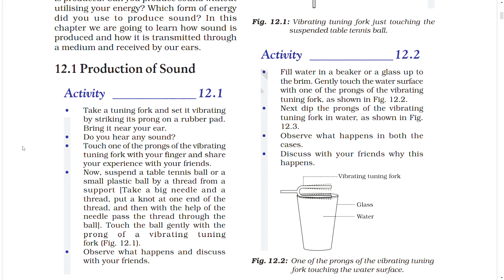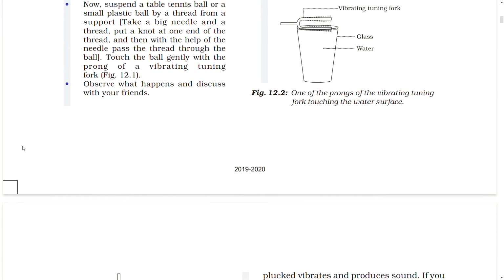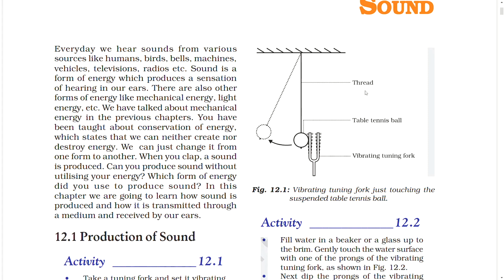Now, suspend a table tennis ball or a small plastic ball by a thread from a support. Take a big needle and a thread. Put a knot at one end of the thread and then, with the help of the needle, pass the thread through the ball. Touch the ball gently with the prong of a vibrating tuning fork. Observe what happens and discuss with your friends. Figure: vibrating tuning fork just touching the suspended table tennis ball.